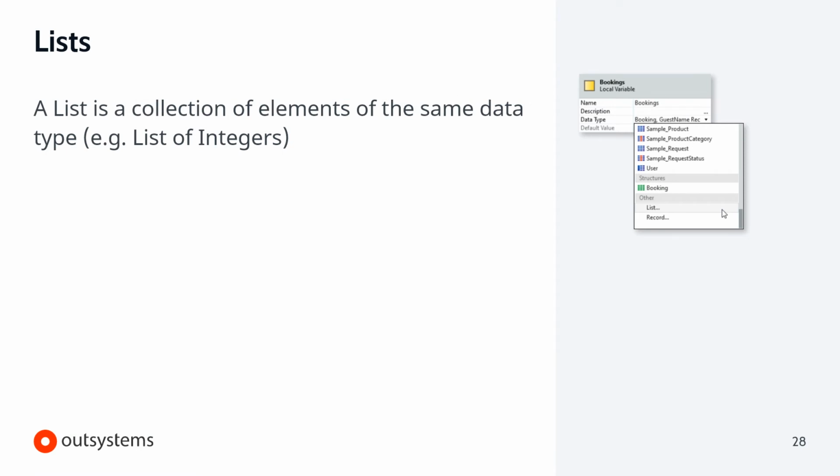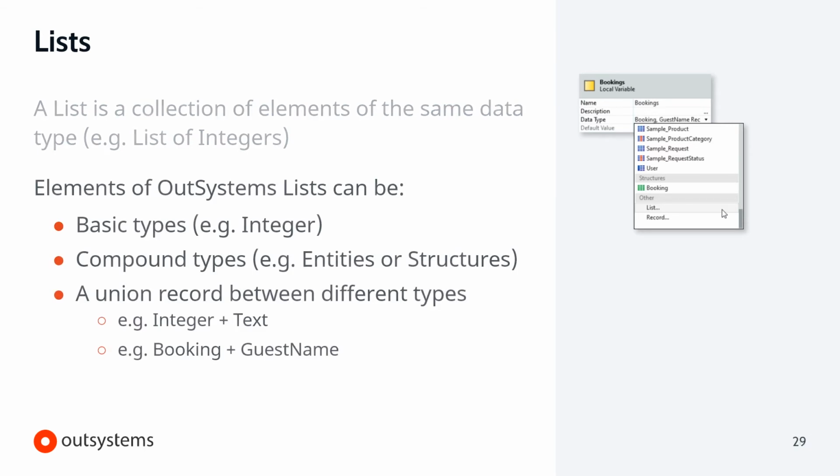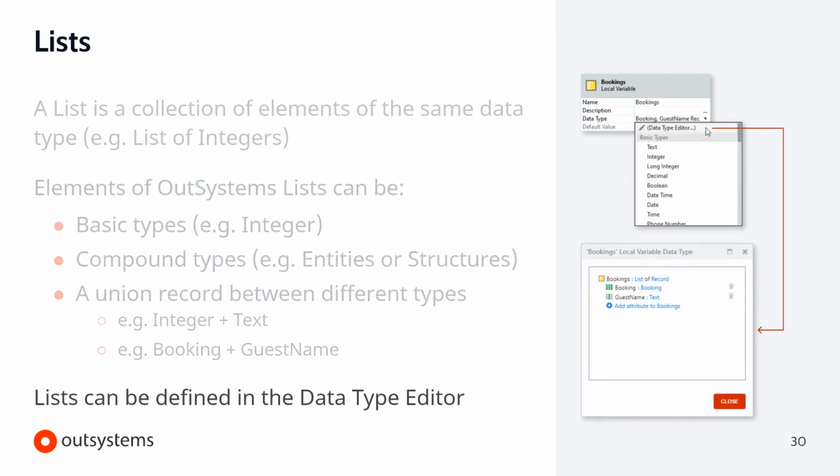Lists are another important data type that will be used quite often. Essentially, a list is a collection of elements of the same data type. Within a single list, all elements have the exact same data type, which can be a basic type, a compound type, or a union of different types. The data type of the list can be defined in the data type editor. Inside it, you can define the data type of the list elements.